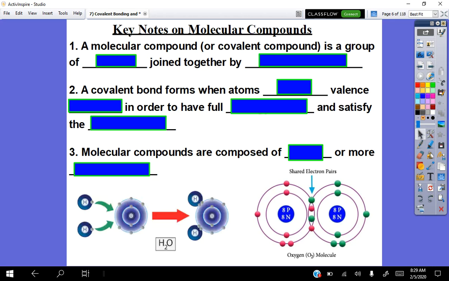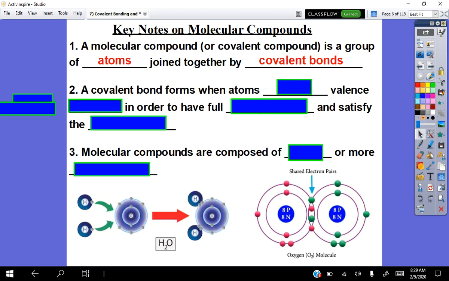So a molecular or a covalent compound is a group of atoms joined together by covalent bonds. Now, we have seen these already in the last unit when we were doing ionic compounds and writing the formulas for them. Typically, it was things that had metals and nonmetals in them. But when we got to the polyatomic ions, we saw that polyatomic ions were essentially just covalent compounds that had covalent bonds, but the overall molecule had a charge, so it can participate in that electrostatic attraction.